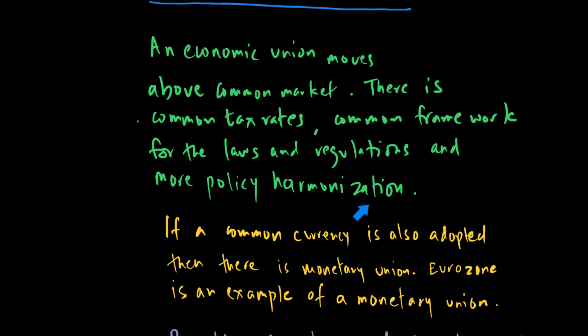Now, sometimes what happens is that in an economic union a common currency is also adopted. This is what we call an economic union becoming a monetary union.